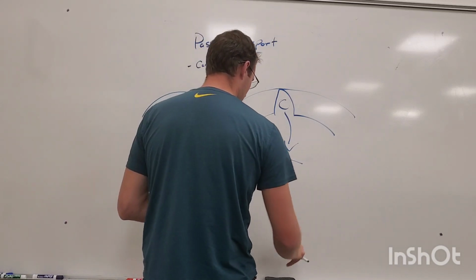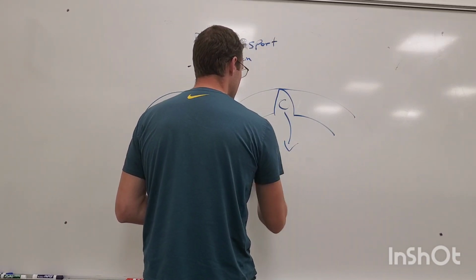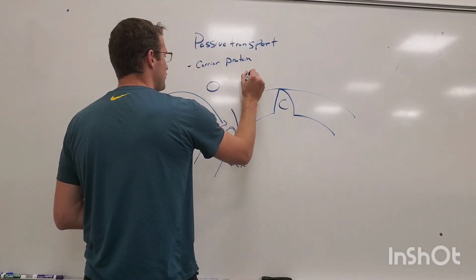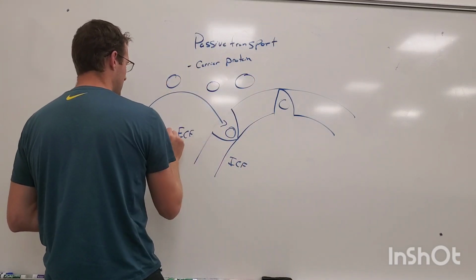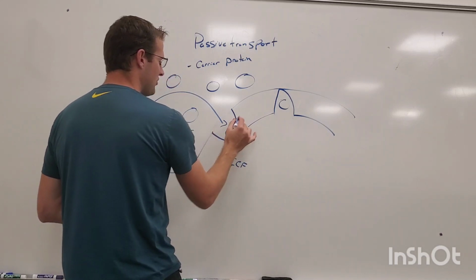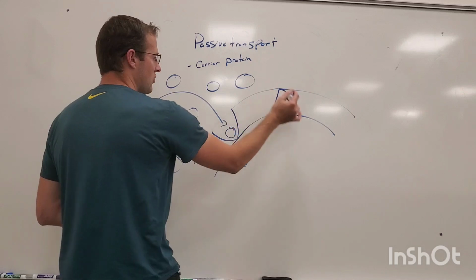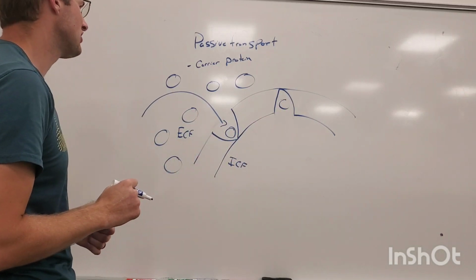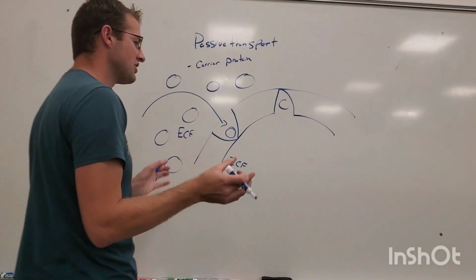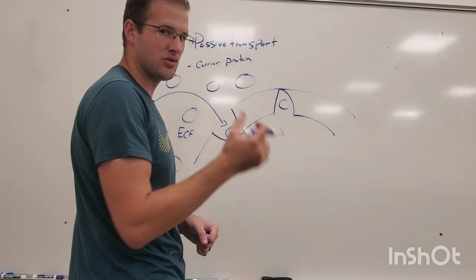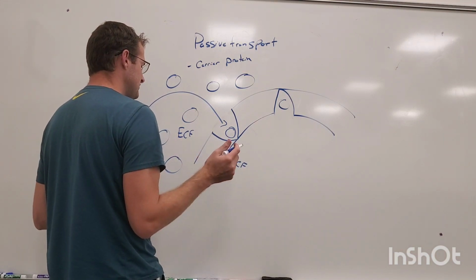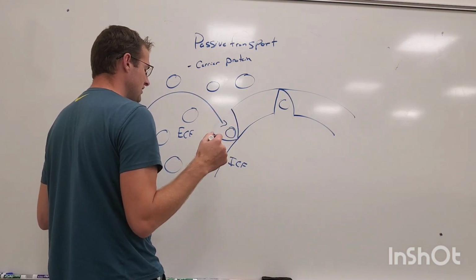The one thing about these receptors is that they can become saturated. If we have a lot of glucose that needs to get in the cell, and we only have one or two of these carrier proteins, they can become saturated. They're working as hard as they can, but they're still not keeping up with the glucose molecules wanting to come through into the cell.